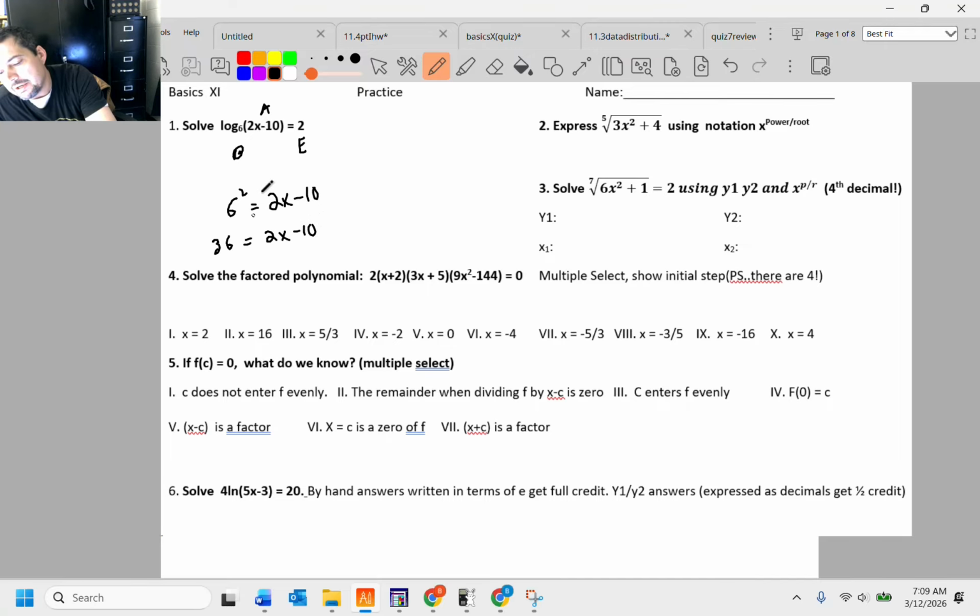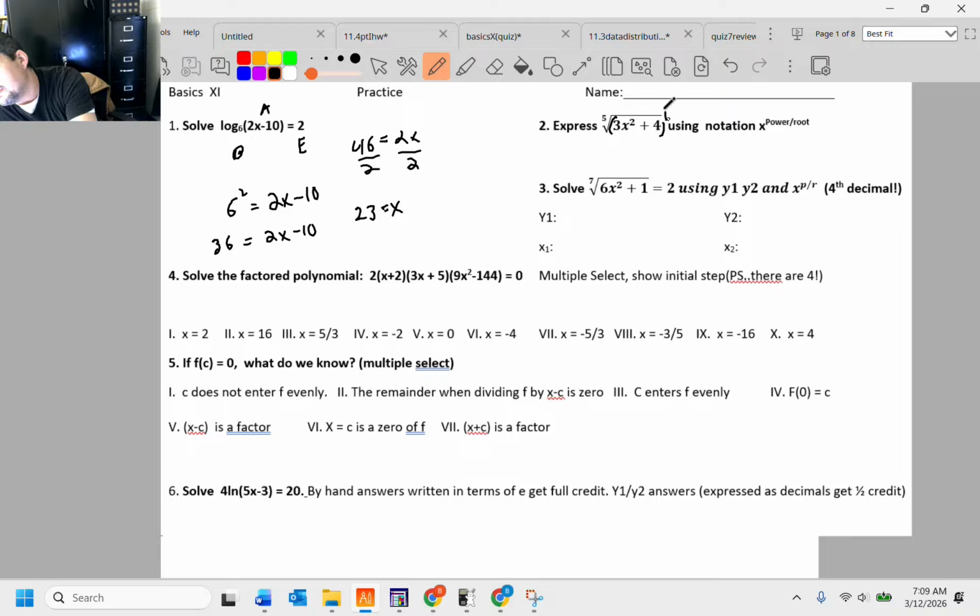The opposite of subtraction is addition. 36 plus 10 is 46. The opposite of multiplication is division. And 2 enters 46, I think, 23 times. Easy peasy lemon squeezy. 2 and 3, I hope these go better next time.